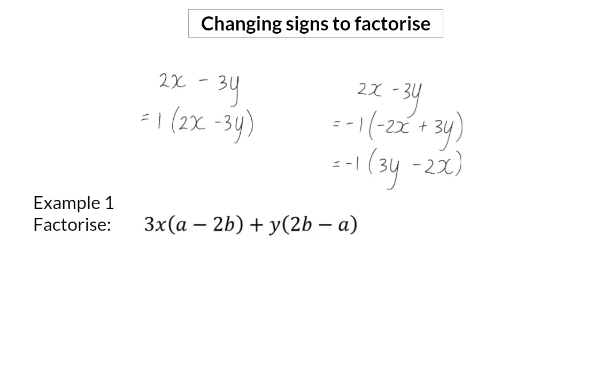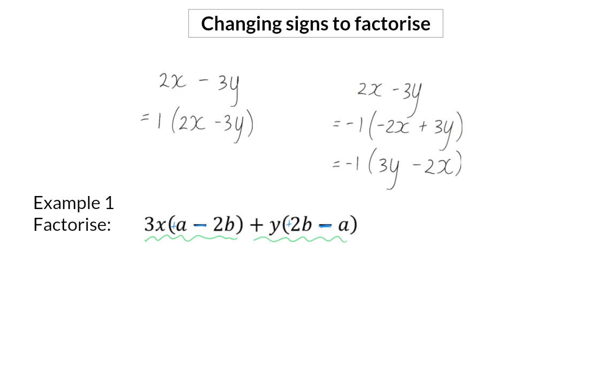In example 1, we have two terms that we need to factorize. But if you look closely, you will see that there's no common factor in these two terms because the brackets are not exactly the same. Both the signs of the terms in these brackets differ, because in the first bracket we have a plus a, where in the second bracket it is minus a. And in the first bracket we have minus 2b, while in the second bracket we have plus 2b.